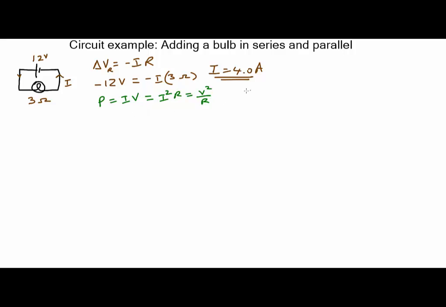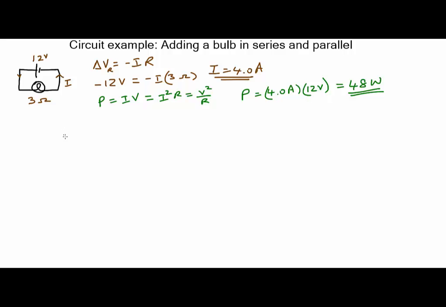Let's just use the first one and say power equals the current, which is 4.0 amps, times the potential difference across the bulb, which is 12 volts as a drop. So the power is 48 watts. That means this bulb will put out 48 joules of energy per second of time.